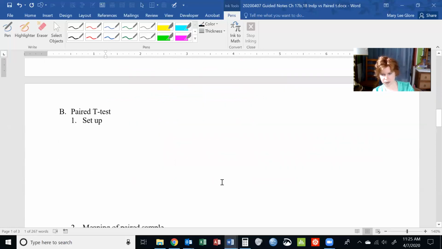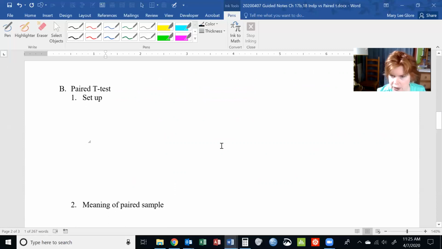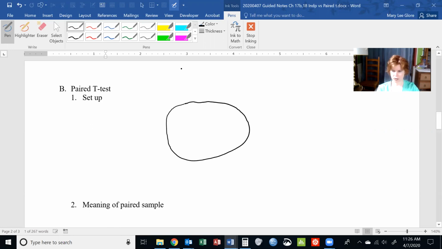The other type of test is a paired t-test. Its setup is a little bit different, as opposed to having two totally separate populations. Here I have one population, and within this population I have two measurements per unit, two quantitative variables, per person or per unit, whatever a unit is.